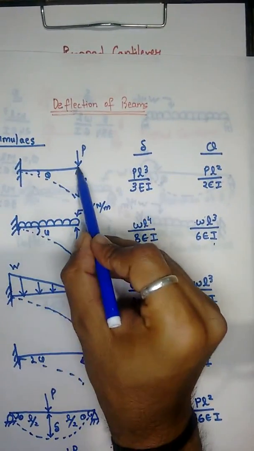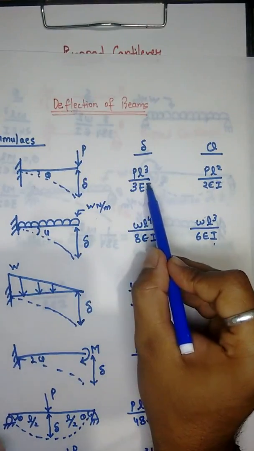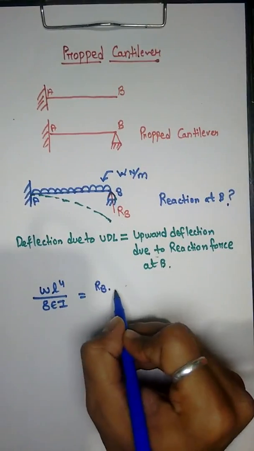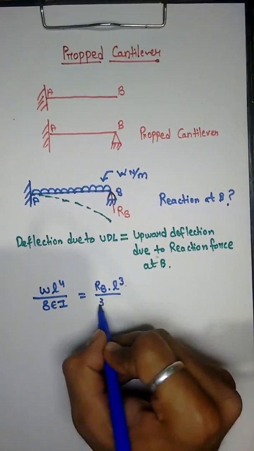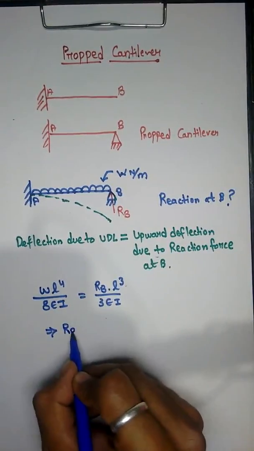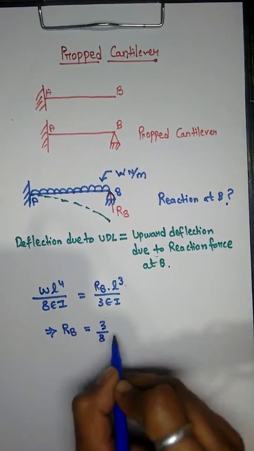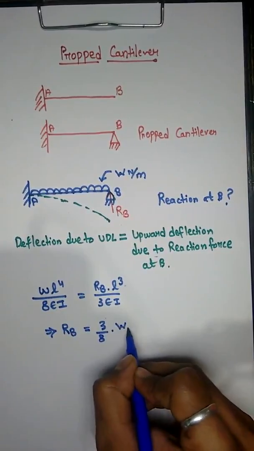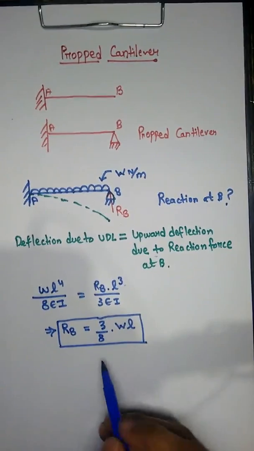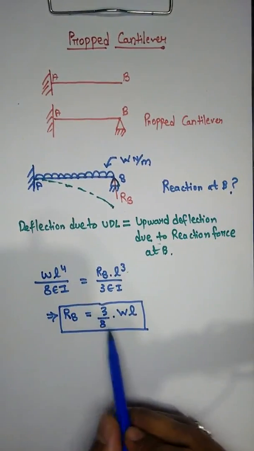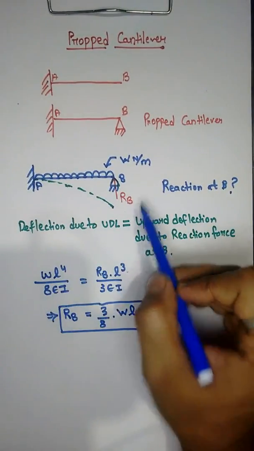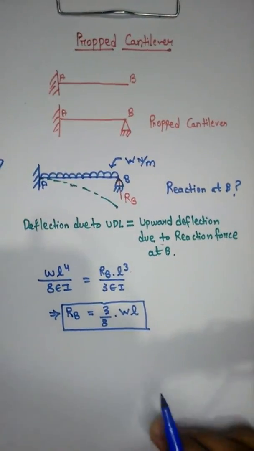The reaction due to point load, and the deflection due to point load is PL cube upon 3EI. So it will be equal to RB L cube upon 3EI. So here we find out the value of RB is equal to 3 by 8 into WL. In this way we find out the reaction forces in the case of a propped cantilever.